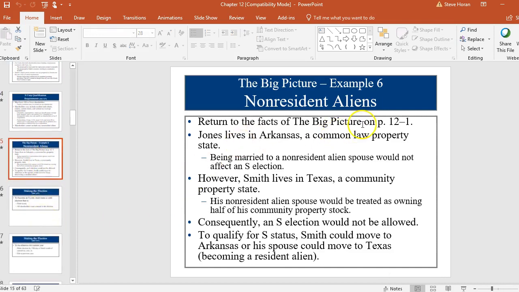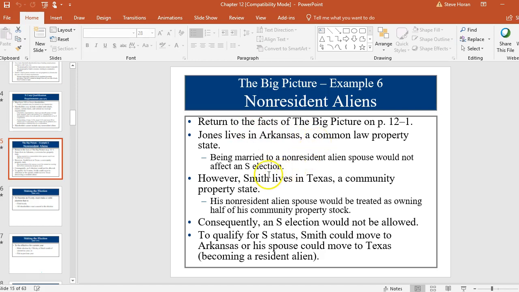So coming back to the big picture, Jones lives in Arkansas, which is a common law property state. The reason that matters is if you are divorced, you know, who gets what. That's kind of what they mean by that. So being married to a non-resident alien spouse does not affect the S Corp selection or election because Arkansas is a common law property state.